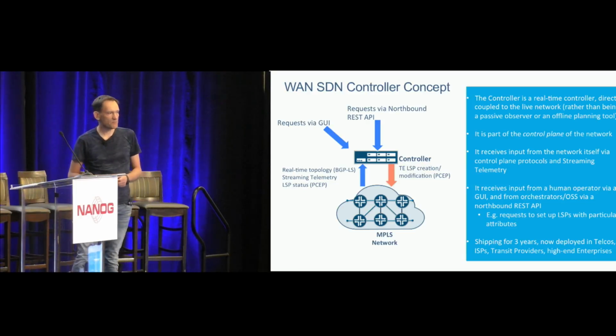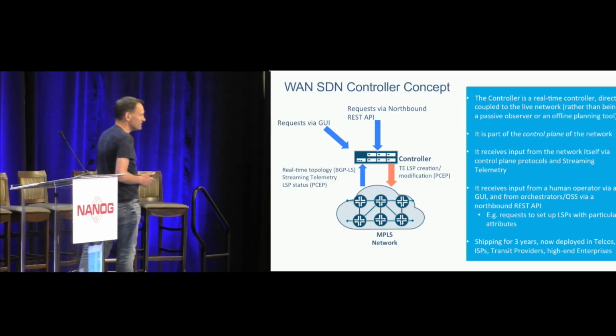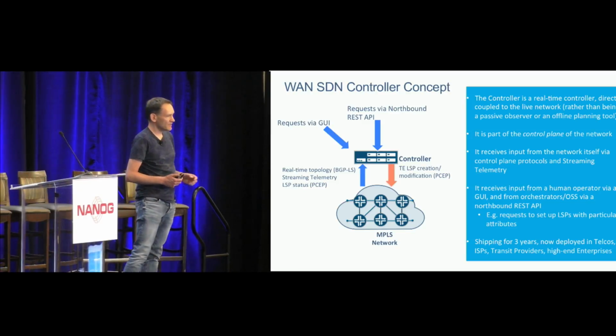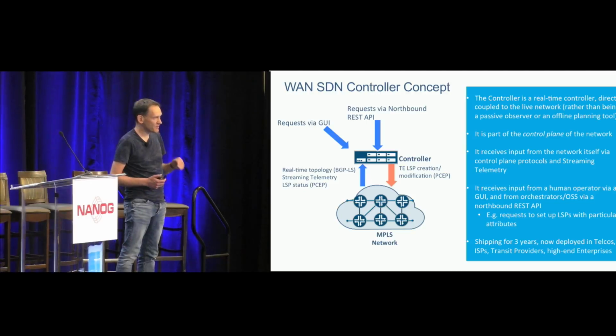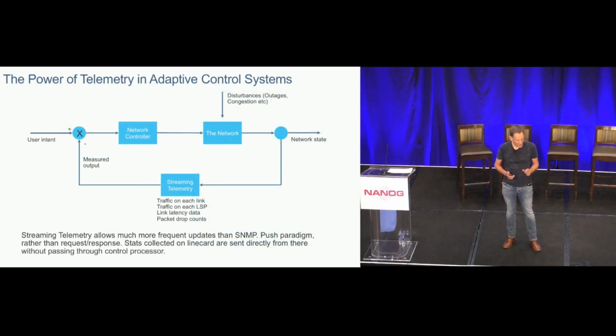And so on the basis of those inputs, it's making decisions about the paths that traffic engineered LSPs should take across the network. And it can be modifying the paths of existing LSPs or creating new ones completely from scratch. Now, this type of control has been shipping for 3 years now, and it's deployed in a variety of different types of networks, ranging from telcos, ISPs, international transit providers, and high-end enterprises as well.